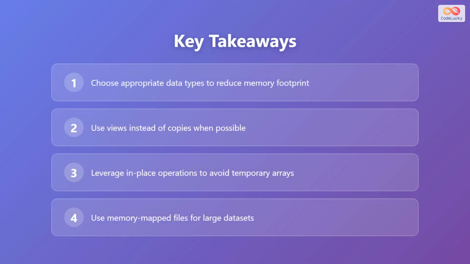Let's review the key strategies for memory efficiency in NumPy. First, choose appropriate data types to reduce your memory footprint. Using smaller data types when possible can dramatically decrease memory usage. Second, use views instead of copies whenever you can to avoid duplicating data. Third, leverage in-place operations to modify arrays directly and avoid creating temporary arrays. Finally, for very large datasets, use memory-mapped files to work with data on disk without loading everything into RAM. By applying these techniques, you'll write more efficient NumPy code that can handle larger datasets with less memory.